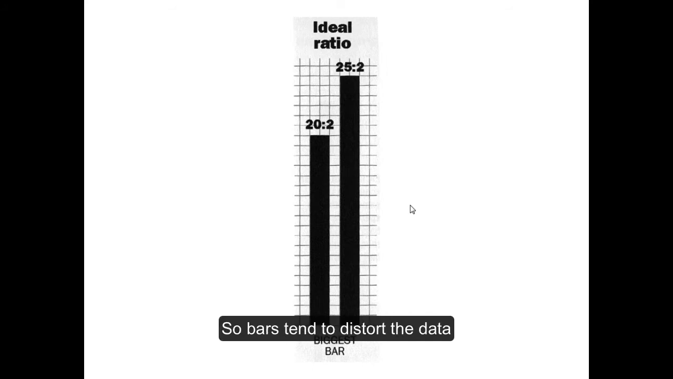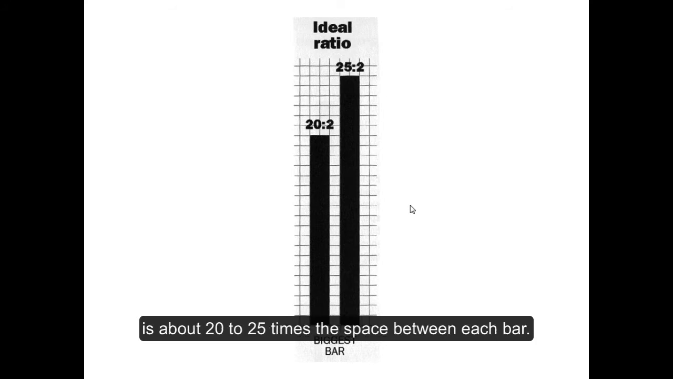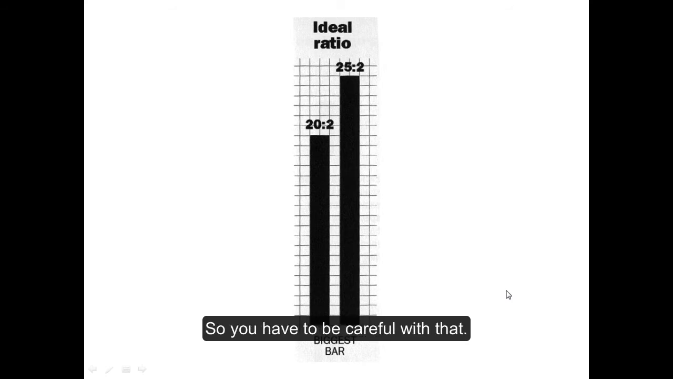Bars tend to distort the data when their height reaches a certain point. So we want to make sure that the height is about 20 to 25 times the space between each bar. Here you can see this is 20 and this is 25, and you can see these are getting pretty long. So you have to be careful with that.